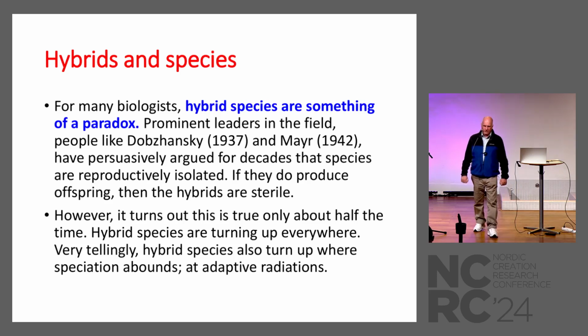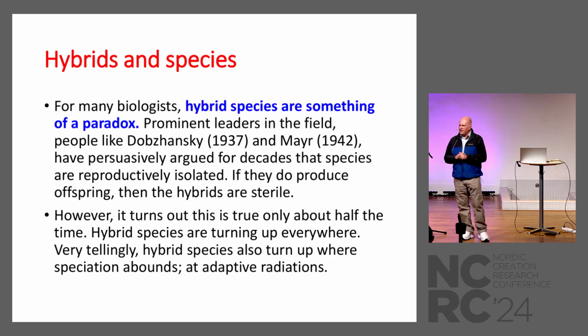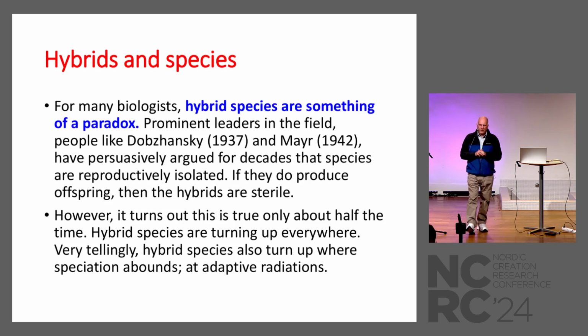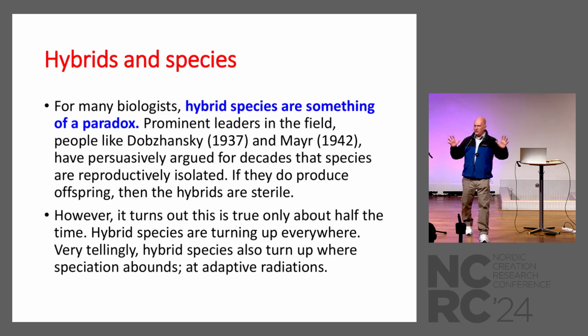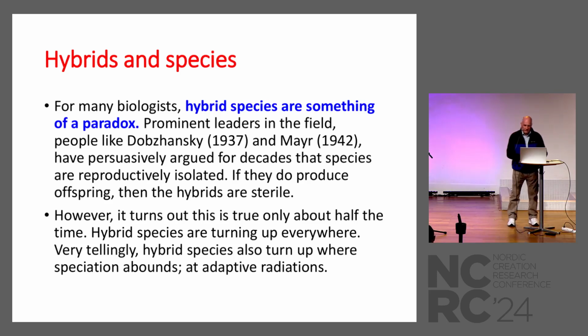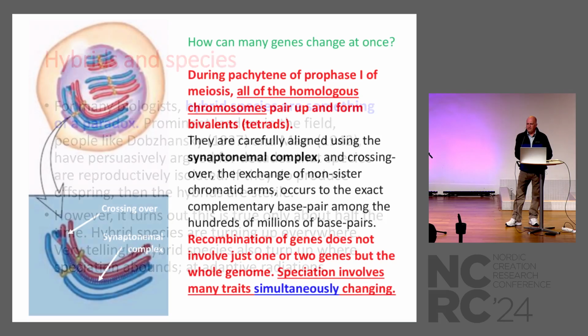So what's that all about? I think we touched a little bit on adaptive radiations. I'll give you a few examples to tell you about that. Speciation abounds in certain circumstances where suddenly there's an explosion of new species. Very extraordinary. But clearly when we see these species there's a lot of differences. How can many genes change all at once?